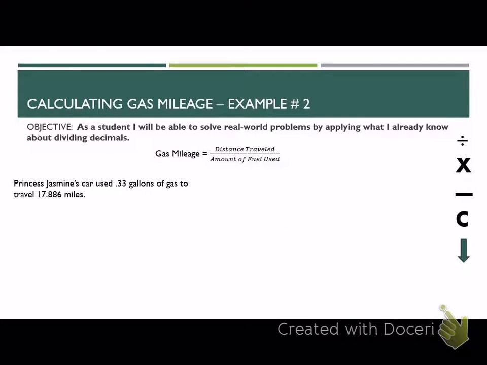All right, example number 2. Princess Jasmine's car used 3.3 gallons of gas to travel 17 and 886 thousandths miles. Princess Jasmine has quite a bit to do here. So, remember, this is the amount of fuel used, and 17 and 886 thousandths is the distance traveled, so it goes inside the box. 17.